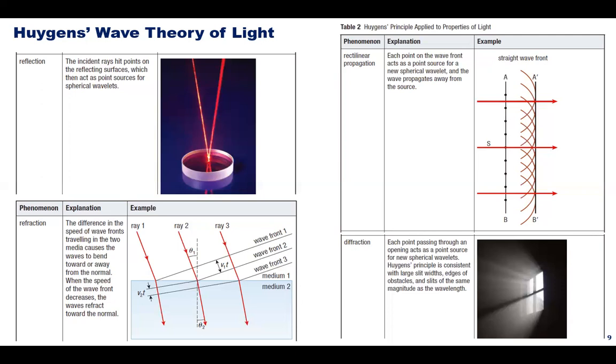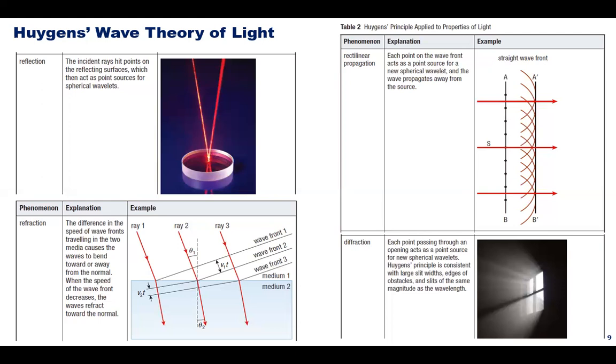Okay, next, diffraction. This can be explained by saying that each point passing through an opening acts as a point source for new spherical wavelets. Huygens' principle is consistent with large slit widths, edges of objects, and slits of the same magnitude as the wavelengths.